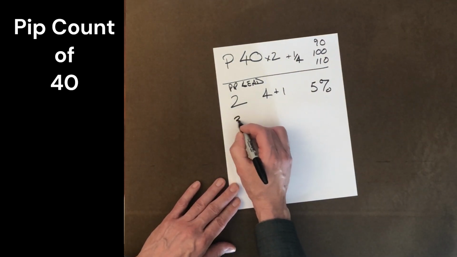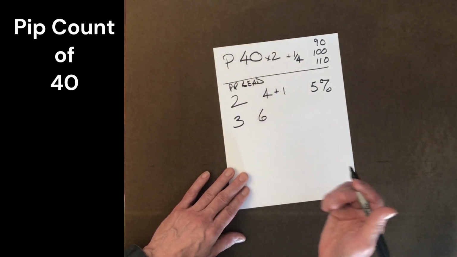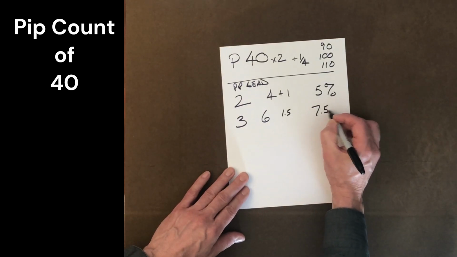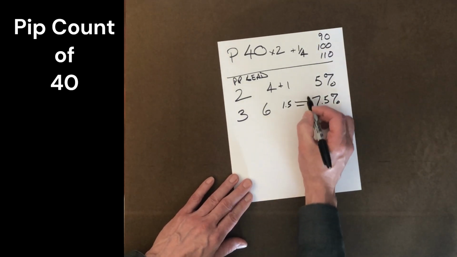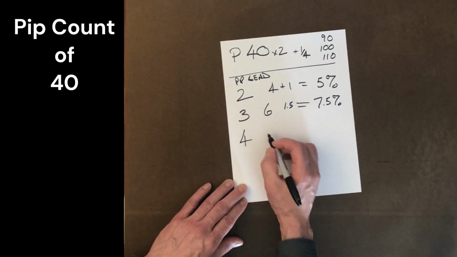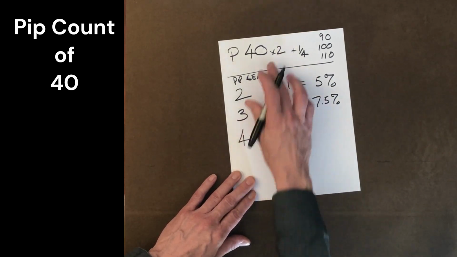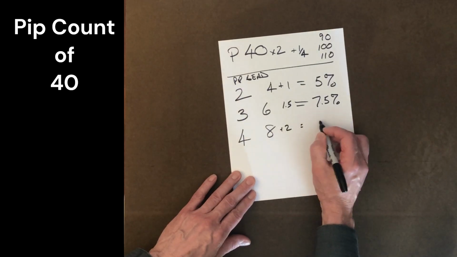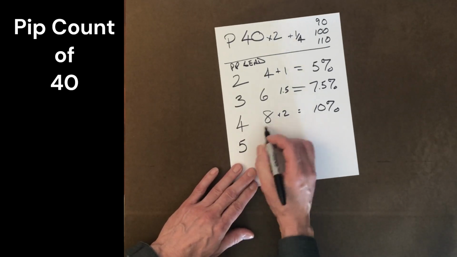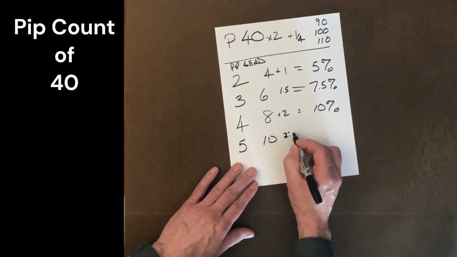5%. Pip lead of 3, I'm going to multiply that by 2. We're going to add 1/4, which would be 1.5. Gives us 7.5%. Pip lead of 4, I'm going to multiply that by 2. Again, it's easy, that's a 10%, right? Multiply that by 2, which is 8. We're going to add 1/4 of the 8, which is 2. 10%. Pip lead of 5. We're going to multiply that by 2. We're going to add 1/4, which is 2.5.